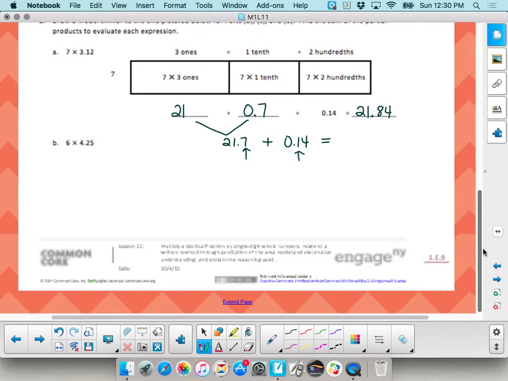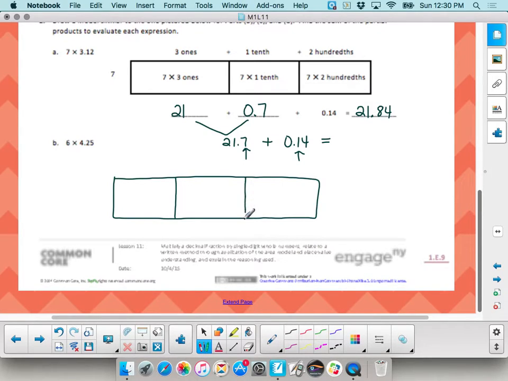Now let's do the same thing on the bottom problem. This says 6 times 4 and 25 hundredths. So the first thing I need to do is draw my area model. And 4 and 25 hundredths has 3 place values. So I'll divide it into 3 groups, breaking this apart into 4 ones, 2 tenths, and 5 hundredths. And all of this is multiplied times 6, or 6 groups of 4 and 25 hundredths.